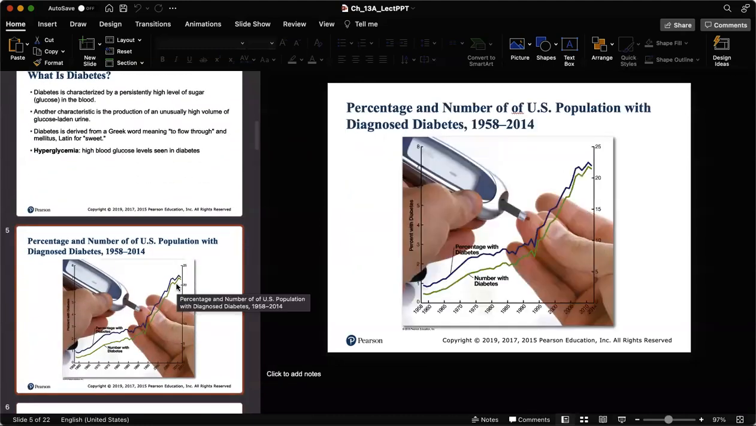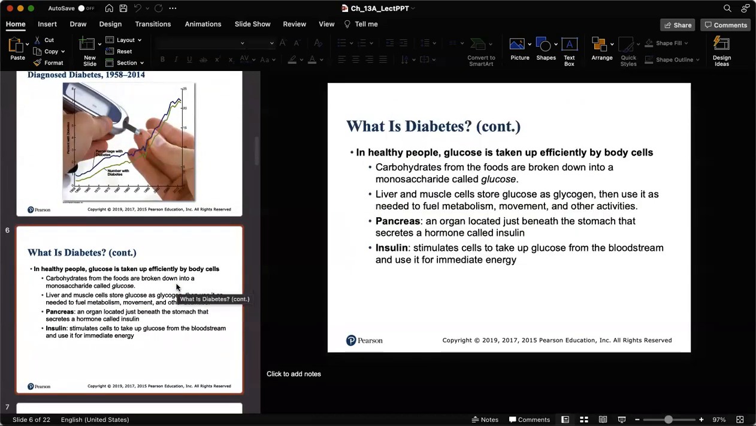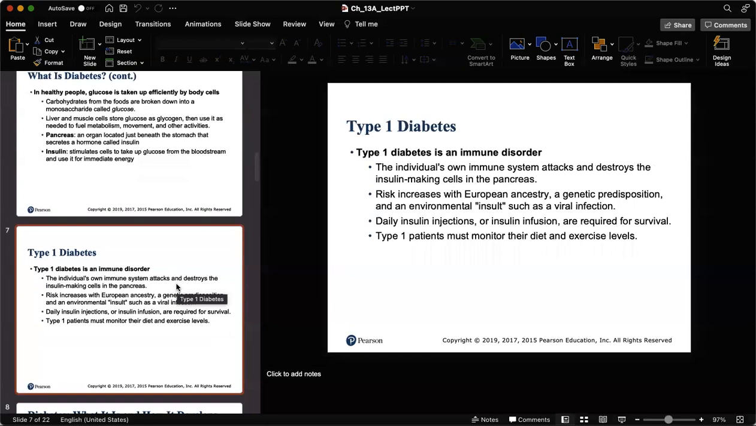And just go through this. This is the finger stick I was talking about. You don't need to know any of the statistics. We talked about the pancreas and how that is the most notable organ having to do with diabetes, as well as we talked about insulin, which stimulates the cells to take up the glucose, as we mentioned, from the bloodstream, and it uses it as energy. And that is important to know. We talked about this.